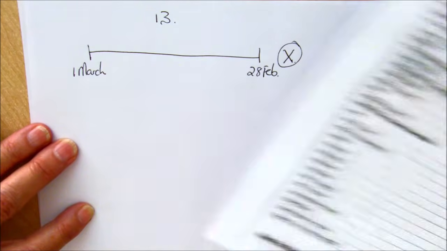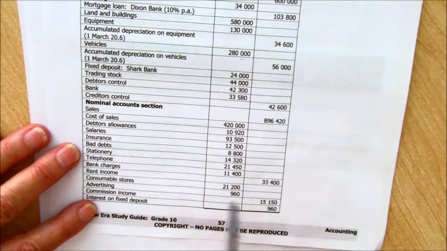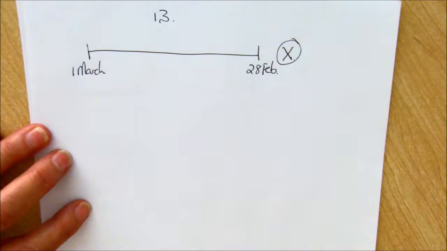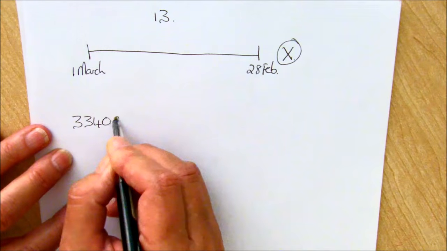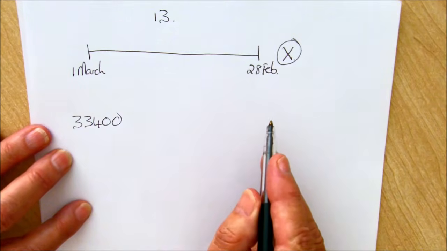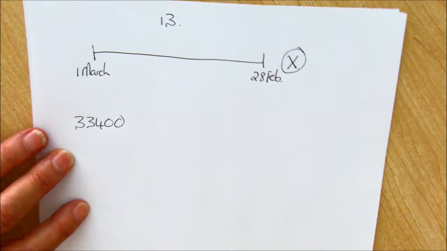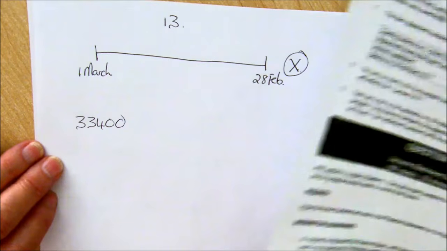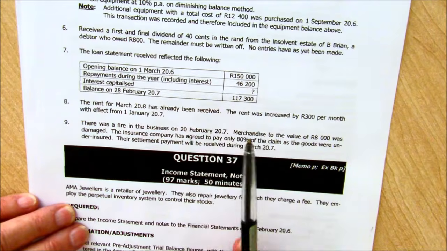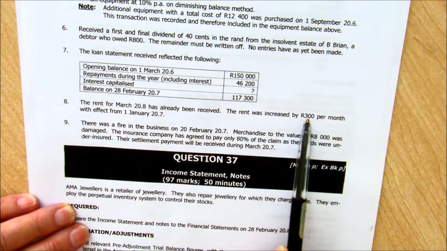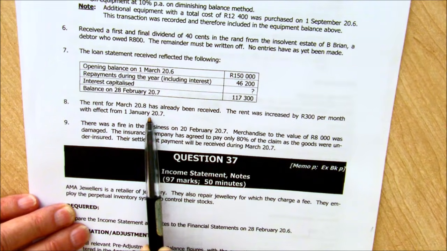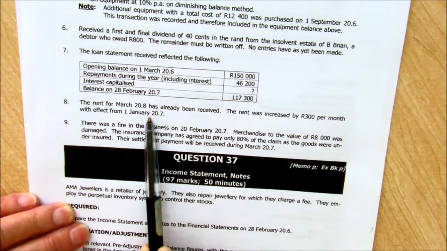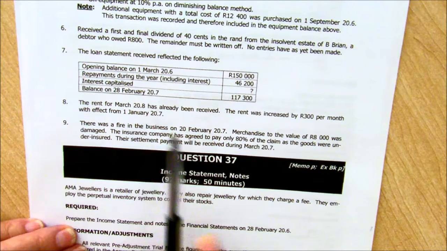Now what we were told in the pre-adjustment trial balance is that we received an amount of 33,400. Now that is the 13 months rent. Now we can't just divide by 13 in this case, because if you look at the adjustment, it says the rent was increased by 300 Rand per month with effect from the 1st of January. We don't know what the rent was before that, but we do know what the increase is.